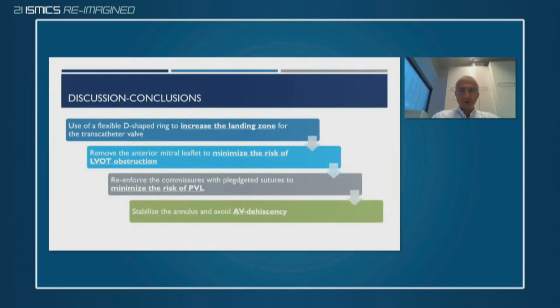Some points to discuss. We use the flexible V-shaped ring to increase the landing zone for the balloon expandable transcatheter valve. We remove the anterior mitral leaflet to minimize the risk of LVOT obstruction. And we also use an annuloplasty ring to stabilize the annulus and avoid valve dehiscence. We reinforce the commissures with pleated sutures to minimize the risk of paravalvular leakage.